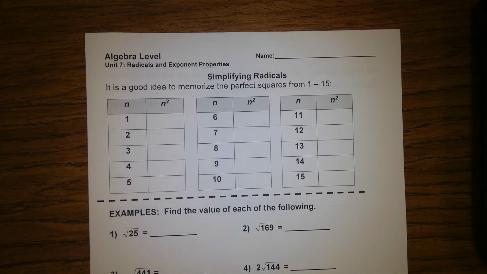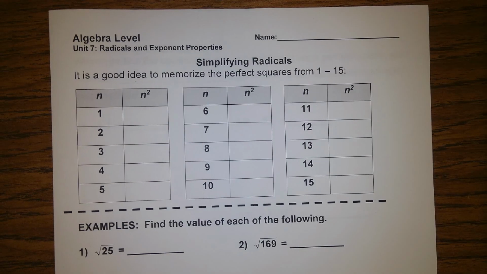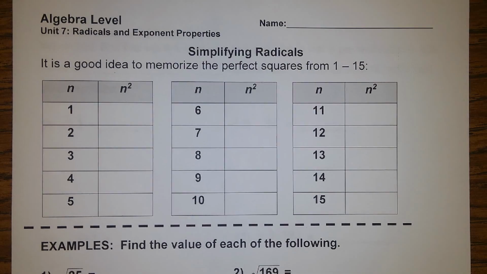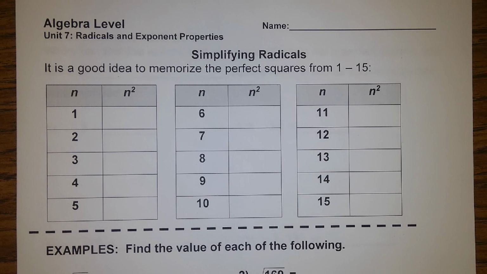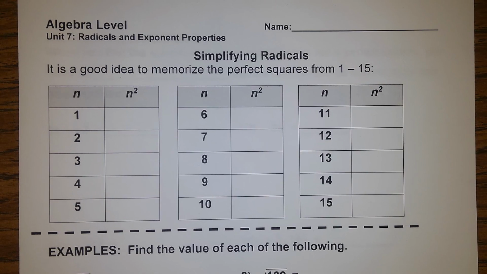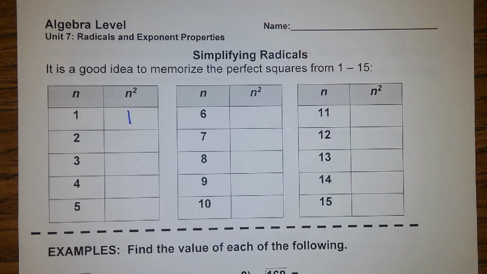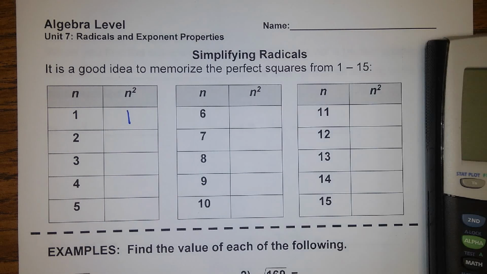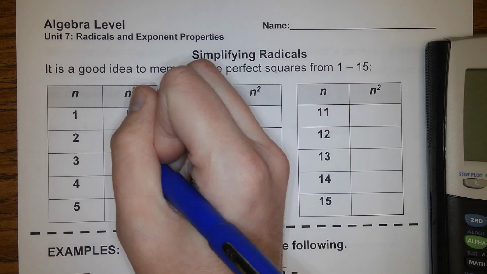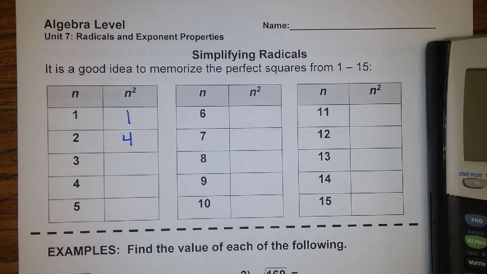So we're going to go ahead and dig into the notes here. What I want us to look at is simplifying these radicals. Before we do any simplifying, it's a really good idea to memorize these perfect squares, all right? So if you take 1, then 1 squared would simply be 1, right? If we did 2, 2 squared would be 4, and so on. So what I want you guys to do right now is pause the video and fill out the rest of this chart here.